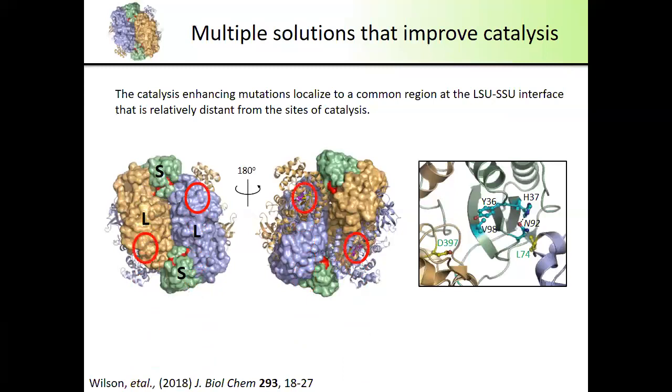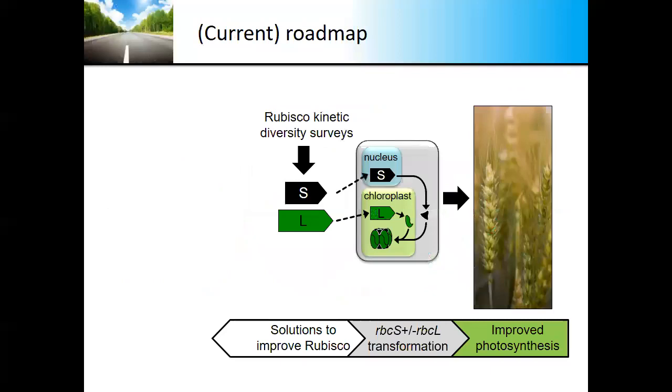Now you can say, well, have you looked at the same region in plants to see, are these residues conserved and can we just introduce them into the plant Rubisco? And the answer is no. So again, there's no silver bullet. Unfortunately, although they form an L8S8 complex, the amino acid conservation around these areas is not very strong. So what do we do now?